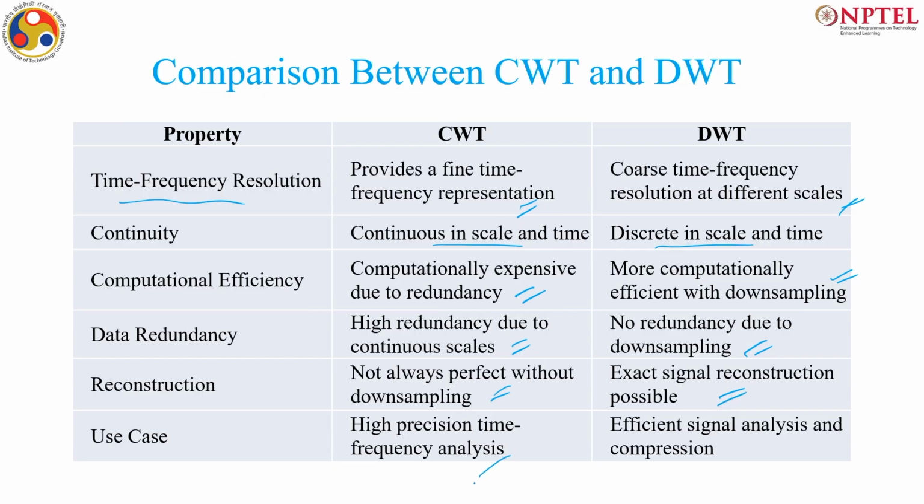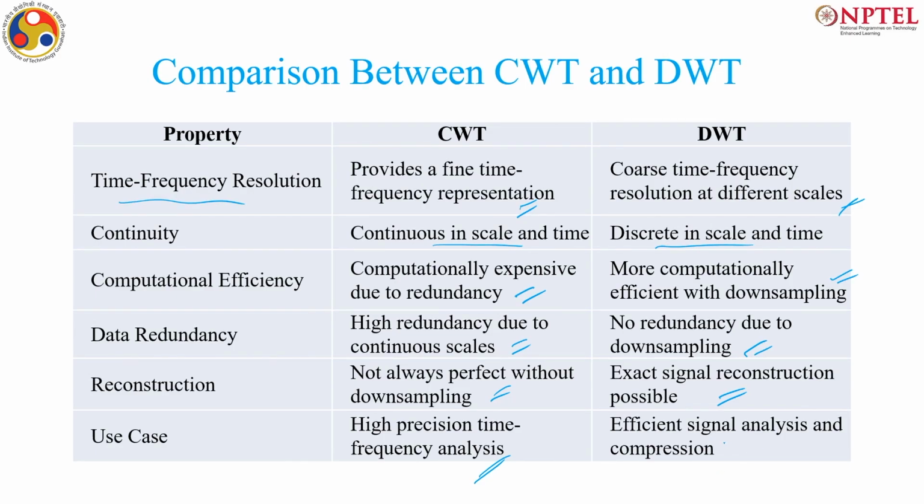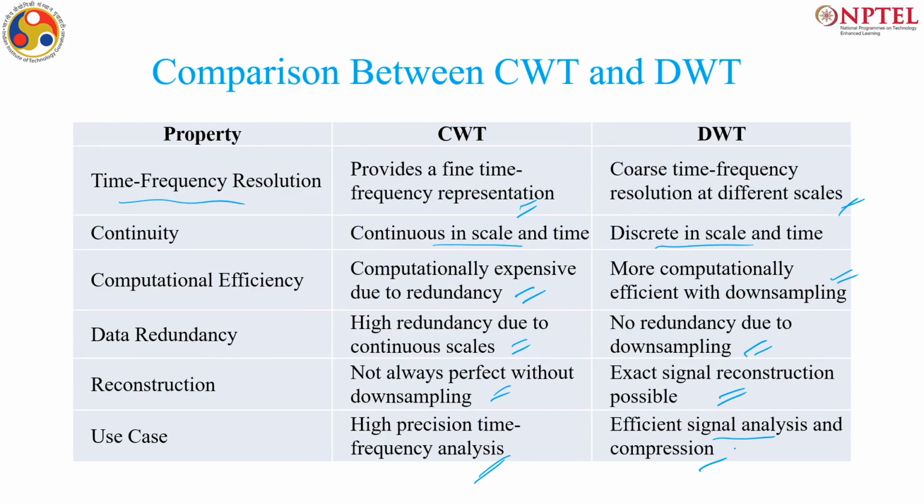So, CWT is used in high precision time frequency analysis, where you need very precise localization, whereas DWT is in general good for signal analysis unless you need that level of precision, that exact time, where if you miss even by 0.01 seconds it would be a big disaster, then probably CWT is a better option, but otherwise DWT is pretty good for most of the signal analysis and compression as well.